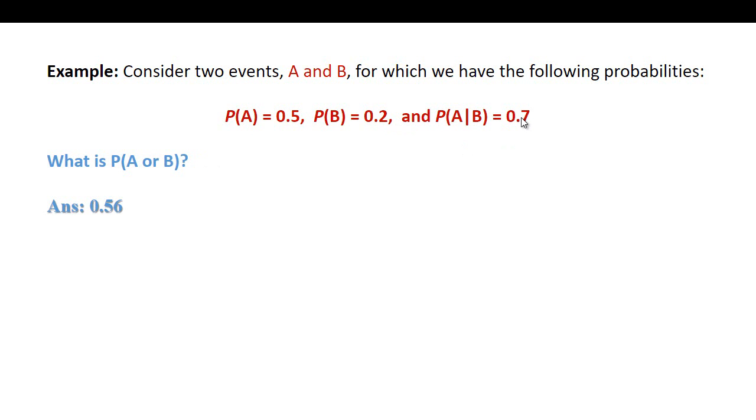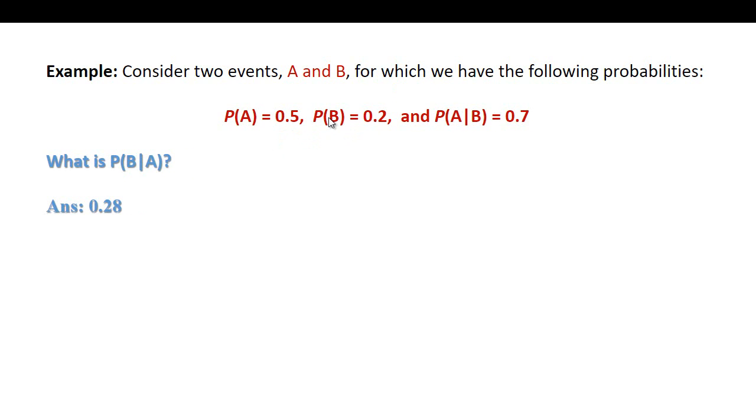Next, we ask what's the probability of A or B? Well, by the addition rule, we know that it's going to be the probability of A plus the probability of B minus the probability of A and B. Now, if we add these two numbers, we get 0.7, and the probability of A and B was 0.14, so we subtract that from 0.7. So 0.7 minus 0.14 is going to be 0.56.